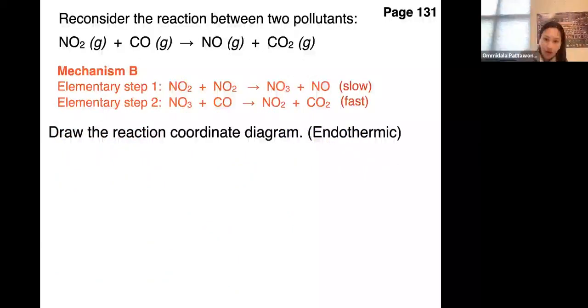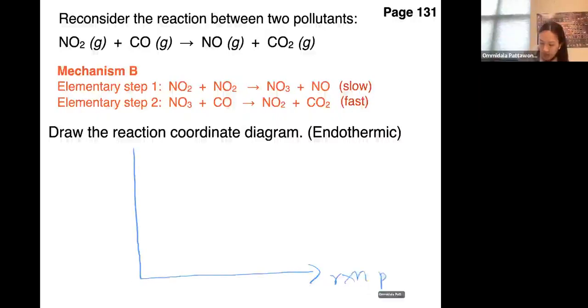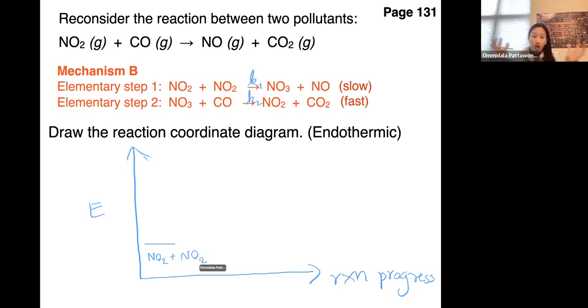Now let's take a look at the reaction coordinate diagram. My expectation is that you need to be able to relate the mechanism to the reaction coordinate diagram that we learned previously. The reaction coordinate diagram is plotted between reaction progress, or time, against the energy. In this case, it's giving us 2 steps, so you are going to see 2 steps here. This is the slow step. We already see this is k1, this is k2. In step 1, we start with NO2 reacting with NO2, which means these 2 molecules are going to collide with each other.